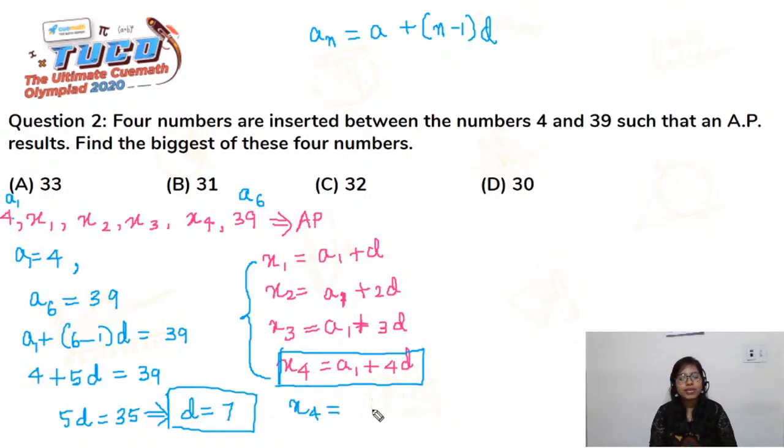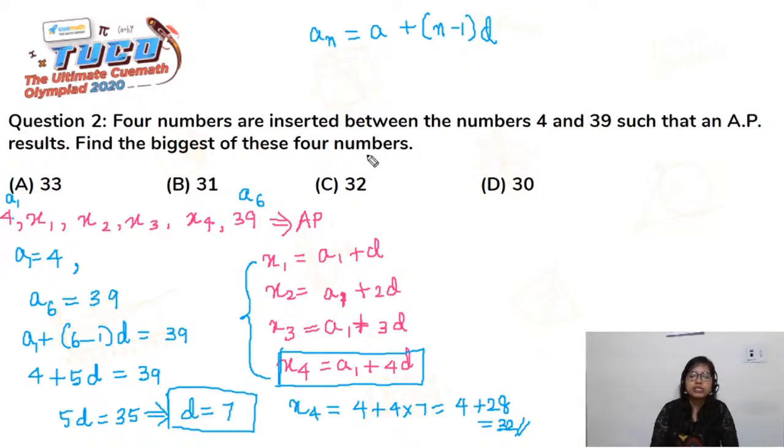So x4 is going to be a1, which is 4, plus 4 times 7, and that's going to give us 4 plus 28, and that's going to be equal to 32. 28 plus 4 is 32, which is option C. I hope the question was clear enough. This was pretty simple. You just had to understand few basic things about AP.